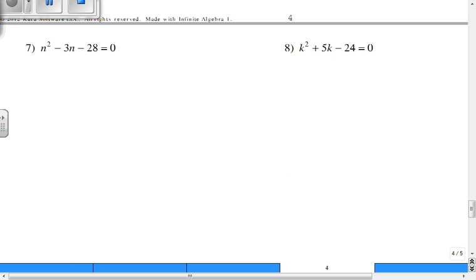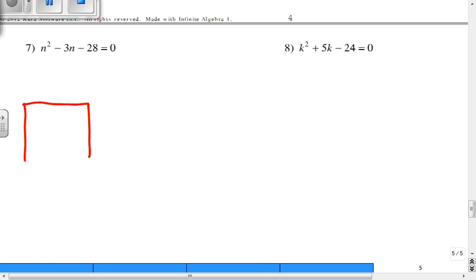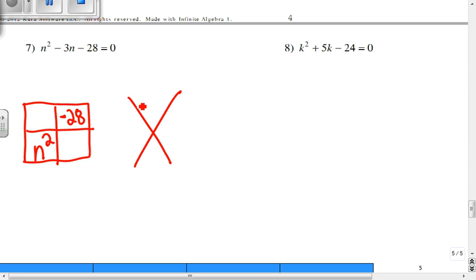Problem number 7. Again, we make our generic rectangle and our diamond. N squared minus 28. So we have negative 28 n squared. We know that the factors are going to add to negative 3n. Okay, so what multiplies to negative 28n squared and adds to negative 3n?